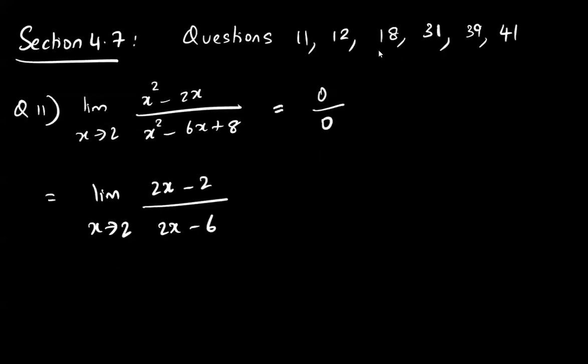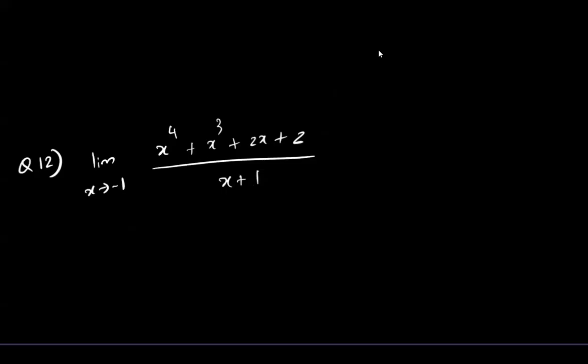Then you substitute again. You'll have 2 times 2 is 4 minus 2 is 2. 2 times 2 is 4 minus 6 is negative 2. Therefore, this limit is negative 1. So likewise here, first do the substitution. So you're going to have 1 minus 1 minus 2 plus 2 all over negative 1 plus 1. That is 0 over 0.